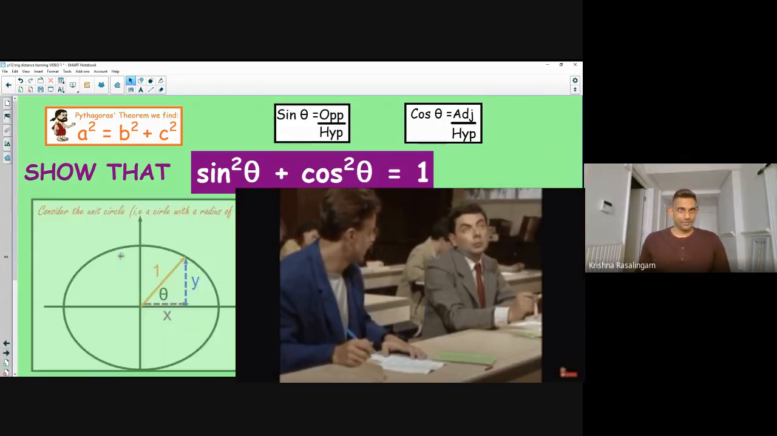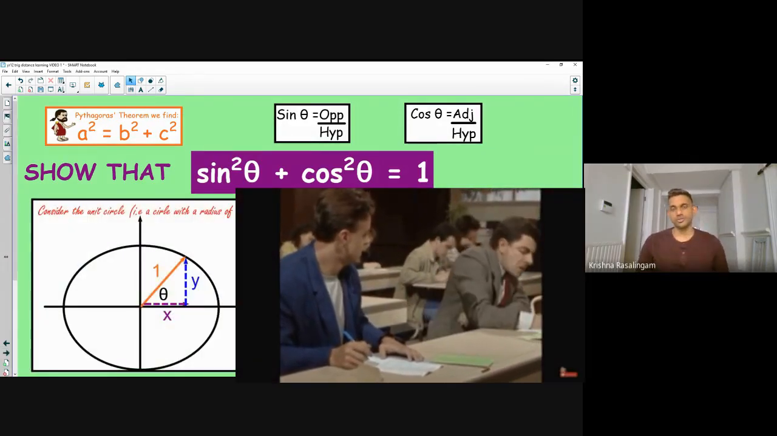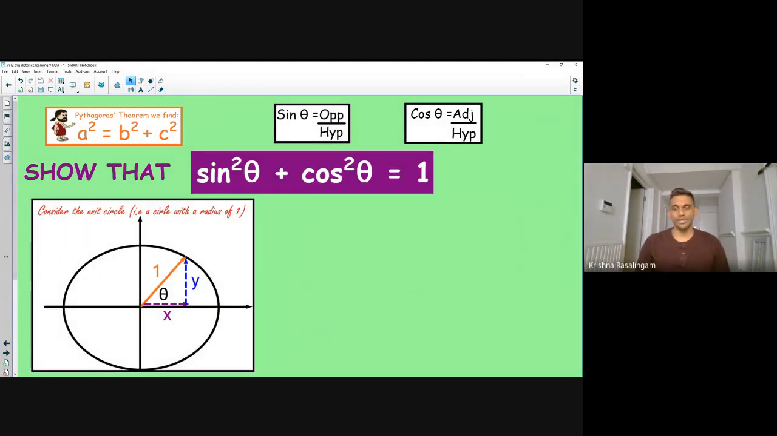So we draw the four quadrants, and then we put in the unit circle. A unit circle is one where the radius is 1, hence 1 unit. It's called the unit circle. So if the radius is 1, you can see I've constructed a right angle triangle that will have a hypotenuse of 1. I've given an angle theta.